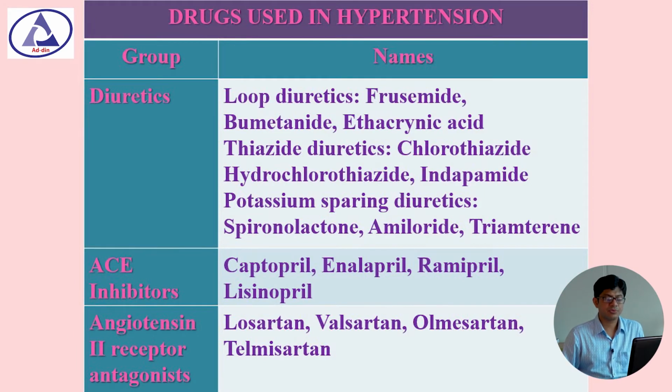Now come to the drugs used in hypertension. We use several types of drugs as antihypertensives. Number 1, diuretics. It includes loop diuretics like furosemide, bumetanide, ethacrynic acid; thiazide diuretics, chlorothiazide, hydrochlorothiazide, indapamide; and potassium sparing diuretics, which include spironolactone, amiloride, and triamterone. ACE inhibitors include captopril, enalapril, ramipril, and lisinopril. Now come to the angiotensin type 2 receptor blockers. It includes losartan, valsartan, olmesartan, and telmisartan.